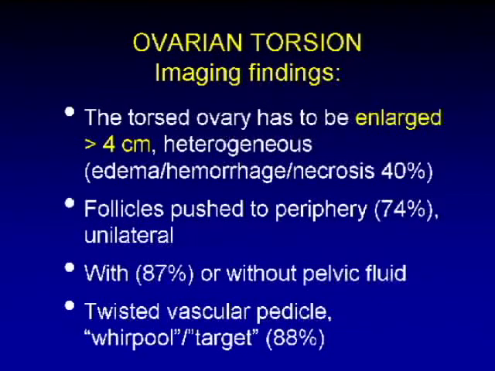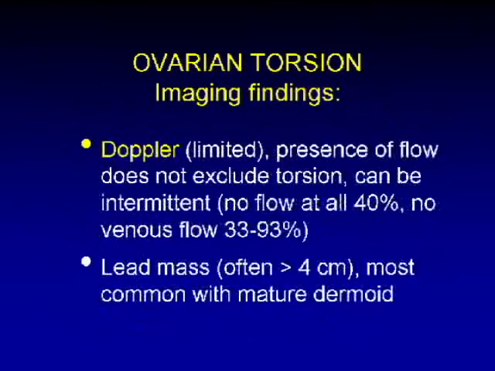You can look for a twisted vascular pedicle, which is called a whirlpool or a target sign. If you see it, it's great, but it's reported to be there 88% of the time. But just from experience, I have to say that it's certainly not the first thing we see during ovarian torsion. But again, if you see it, it's clear that that's what it is.